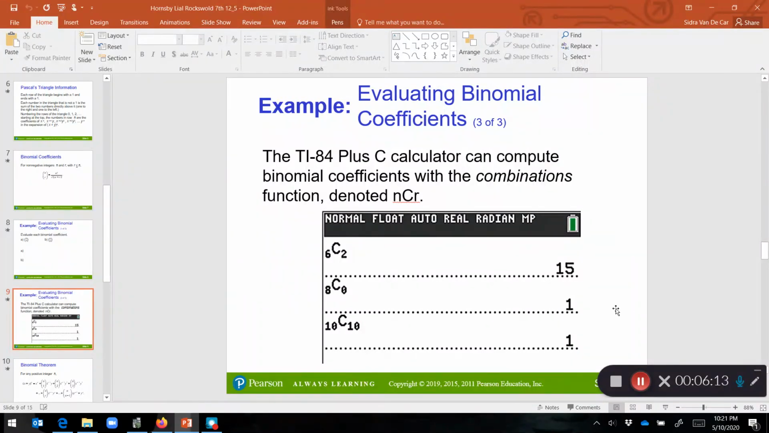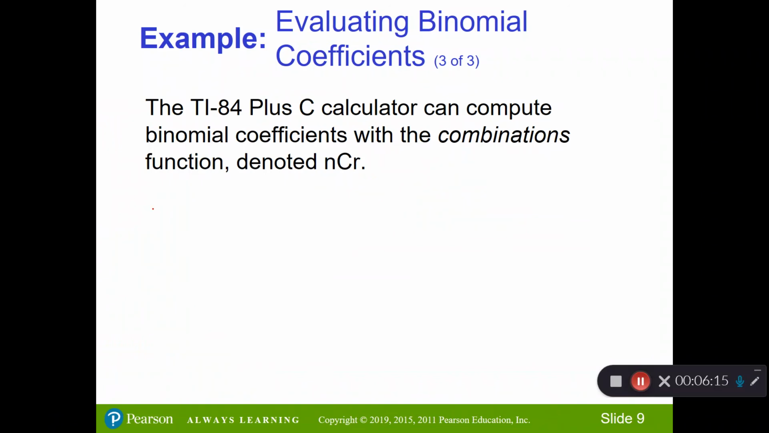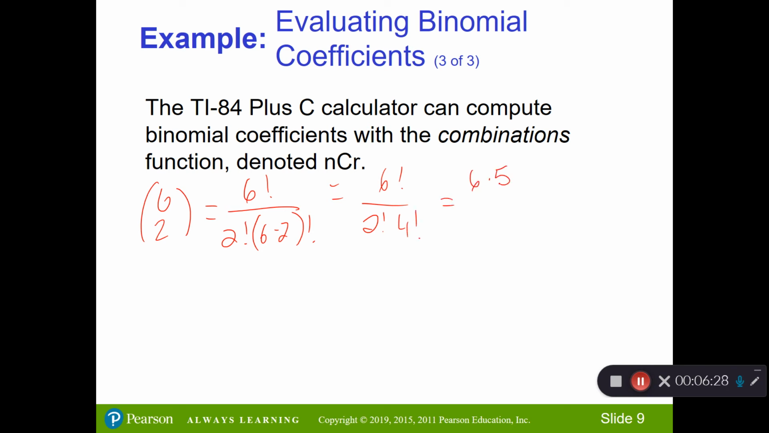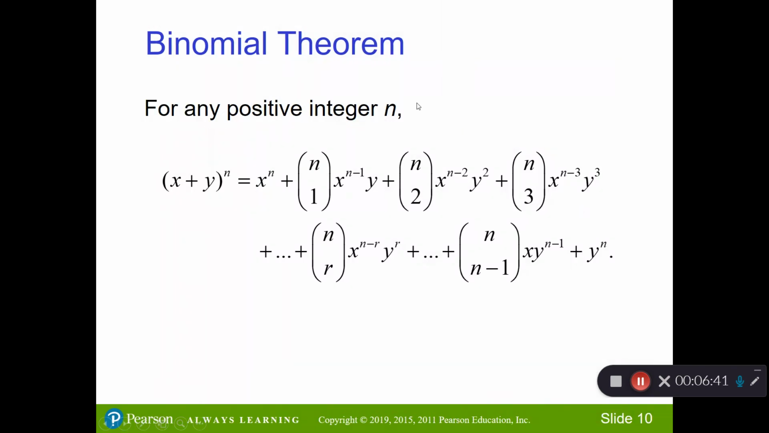Notice 6 choose 2 is 6 factorial over 2 factorial times 6 minus 2 factorial. So that's 6 factorial over 2 factorial times 4 factorial. 6 times 5 times 4 factorial over 2 times 1 times 4 factorial. 30 divided by 2 is 15.